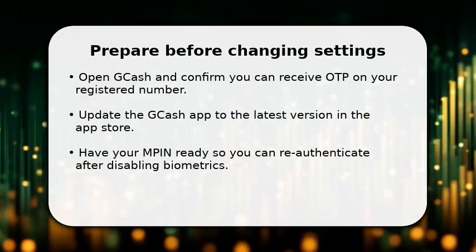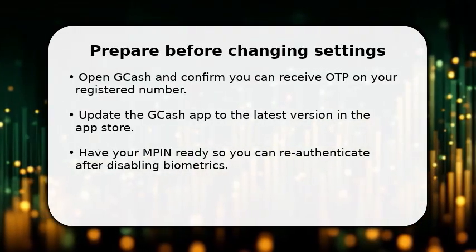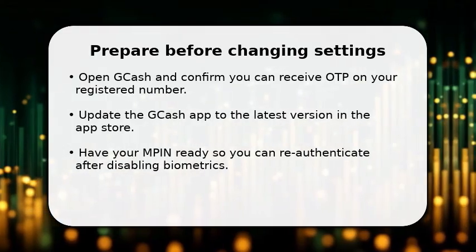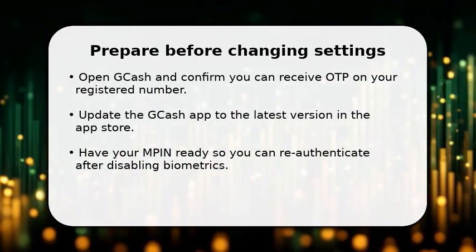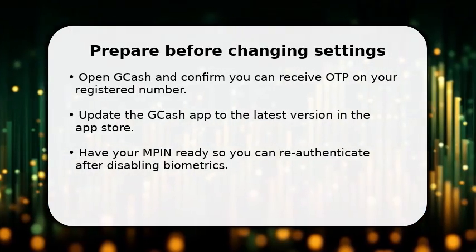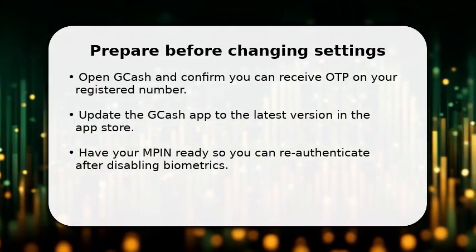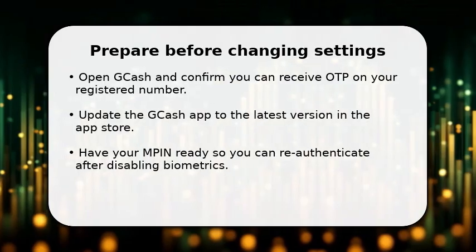Open the Gcash app and sign in with your registered mobile number. Confirm you can receive a one-time OTP on that same number. Update the Gcash app to the latest version in the Google Play or App Store. Keep your 4-digit MPIN ready to re-authenticate during the change. These steps prevent lockout and speed up the process.